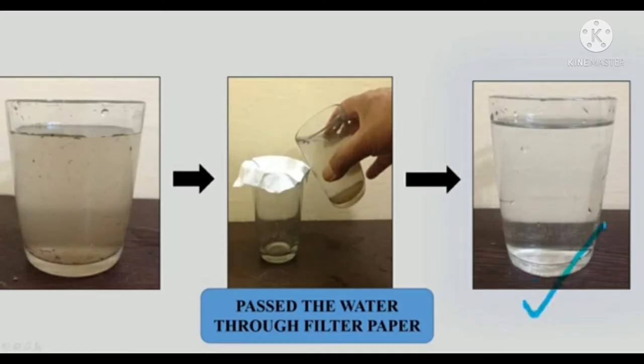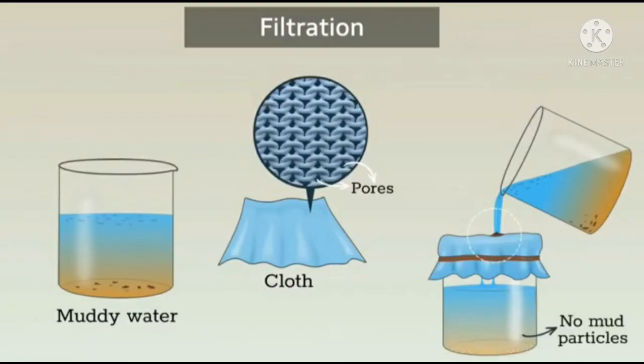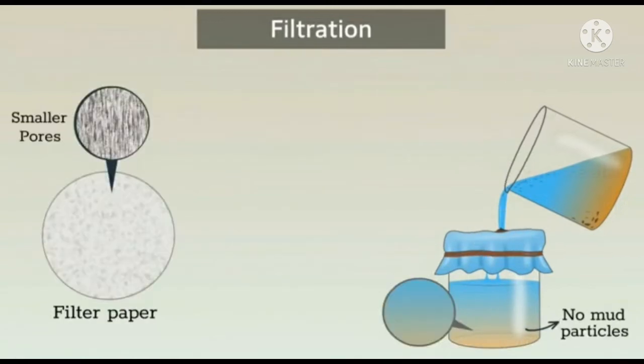In this, the muddy water, which has fine particles floating in it, is passed through a filter paper, and then we get clear liquid. In filtration, a piece of cloth can also be used. It has fine pores, so when muddy water is passed through it, the impurities remain on the cloth and we get clear water. But sometimes the impurities are so fine that they cannot be separated with the help of cloth. So we often use a filter paper.